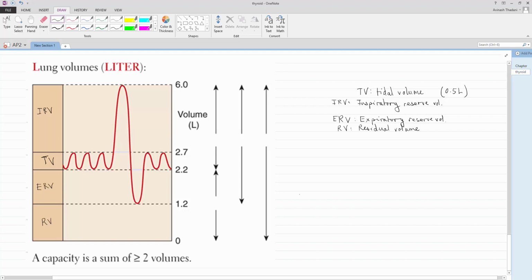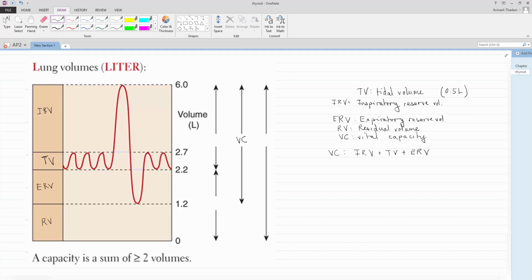So the most important capacity is the vital capacity, which is right here. This is VC. VC equals inspiratory reserve volume plus tidal volume plus expiratory reserve volume. That's vital capacity. Vital capacity is the maximum amount of air that you can move in and out of your lung. And that's something that is measured through spirometry, which we'll do in the lab itself. So vital capacity gives you an indication of the health of your lung.